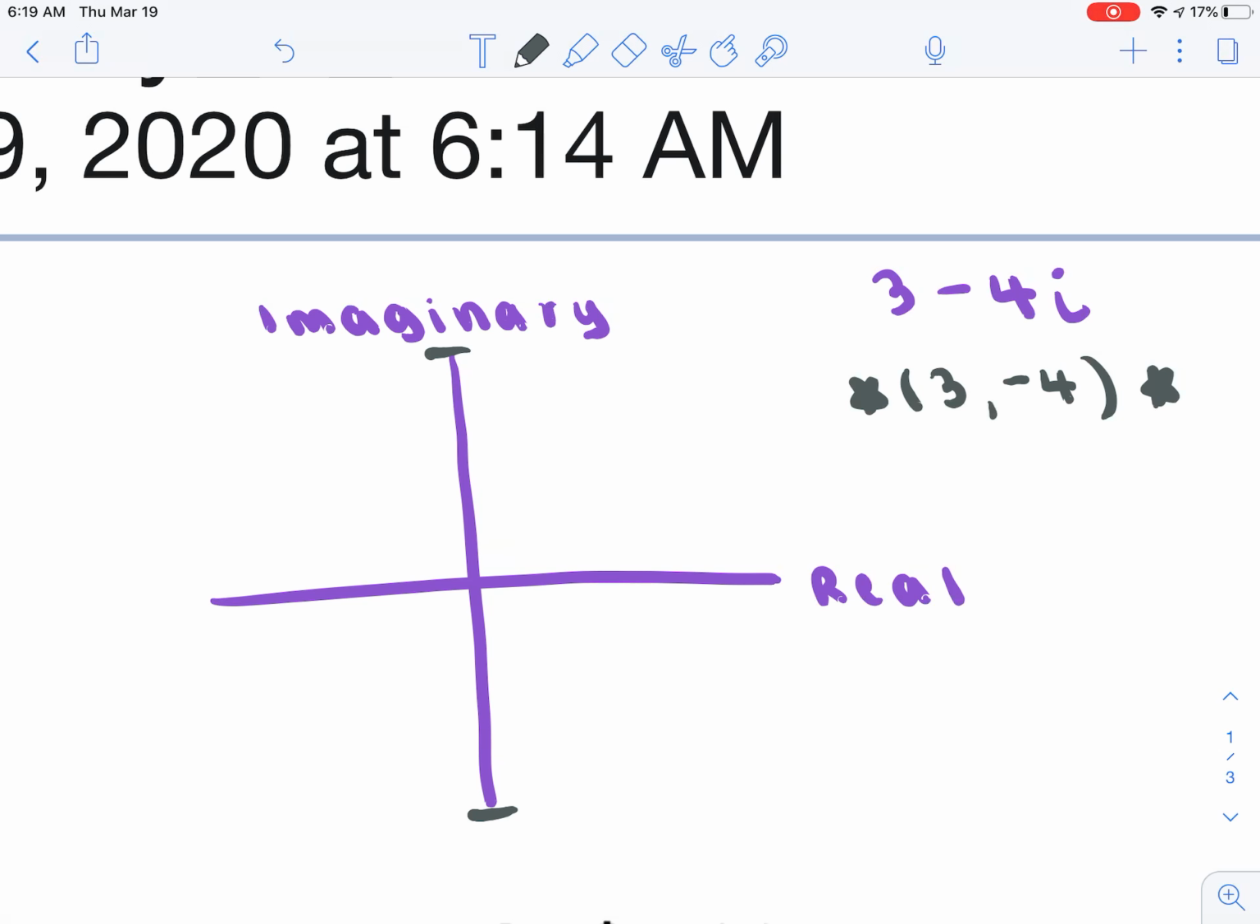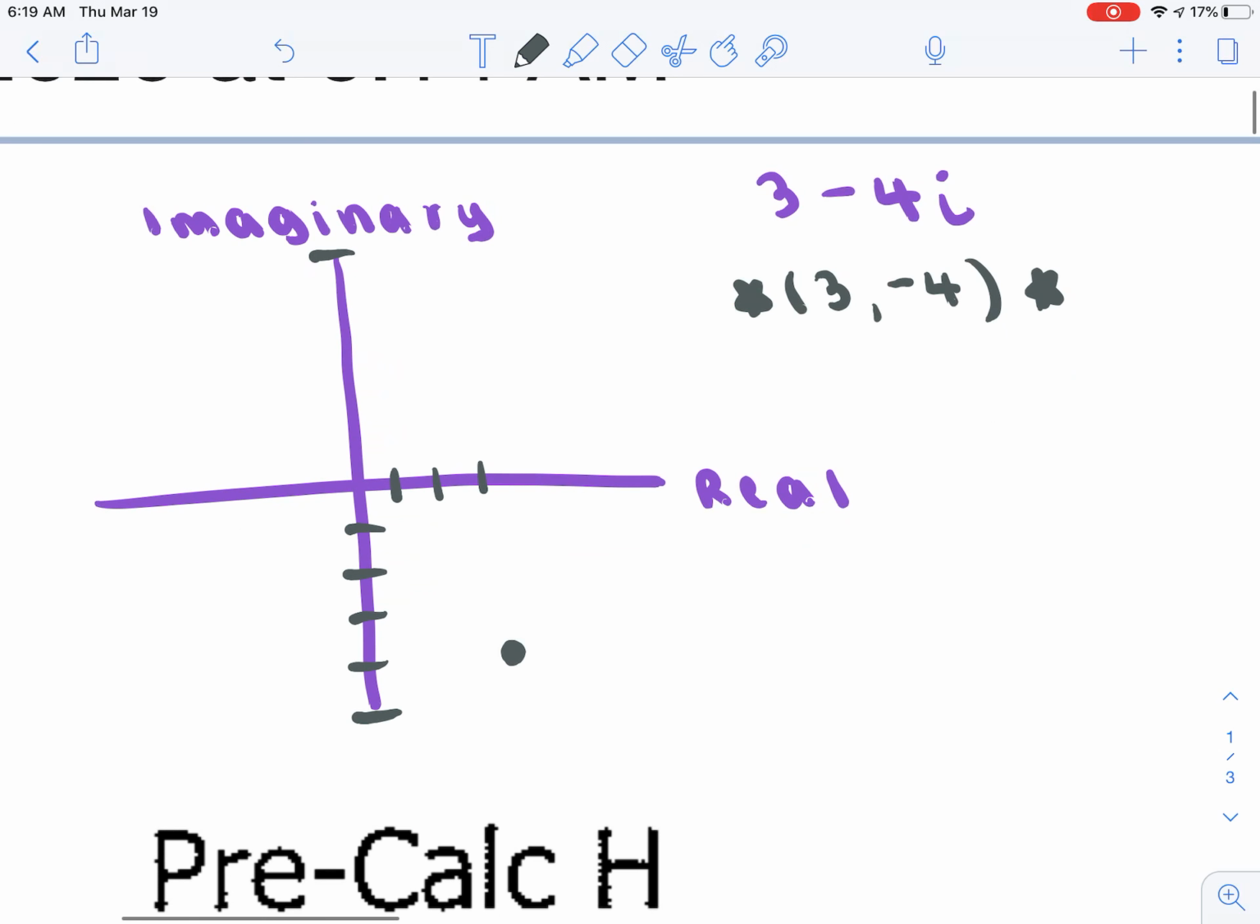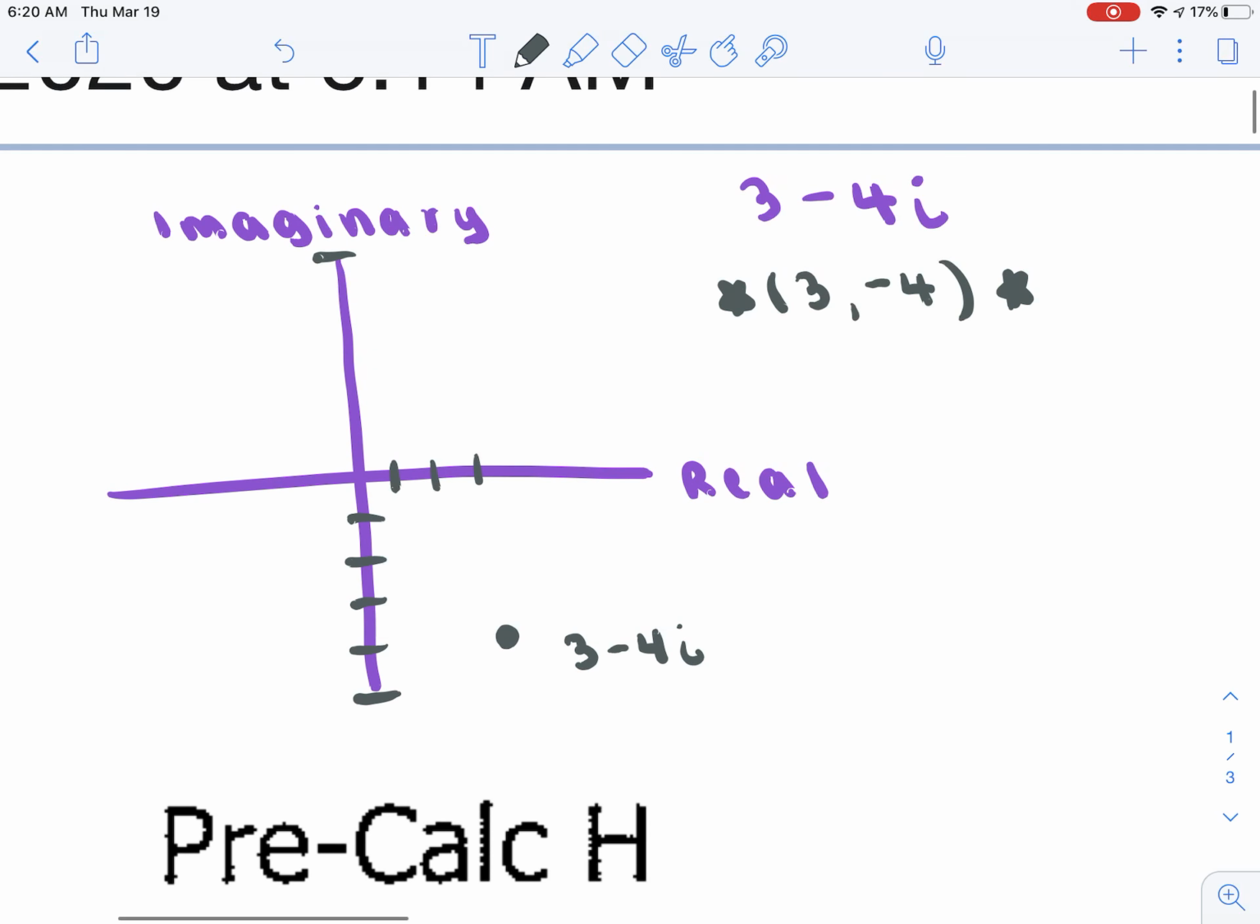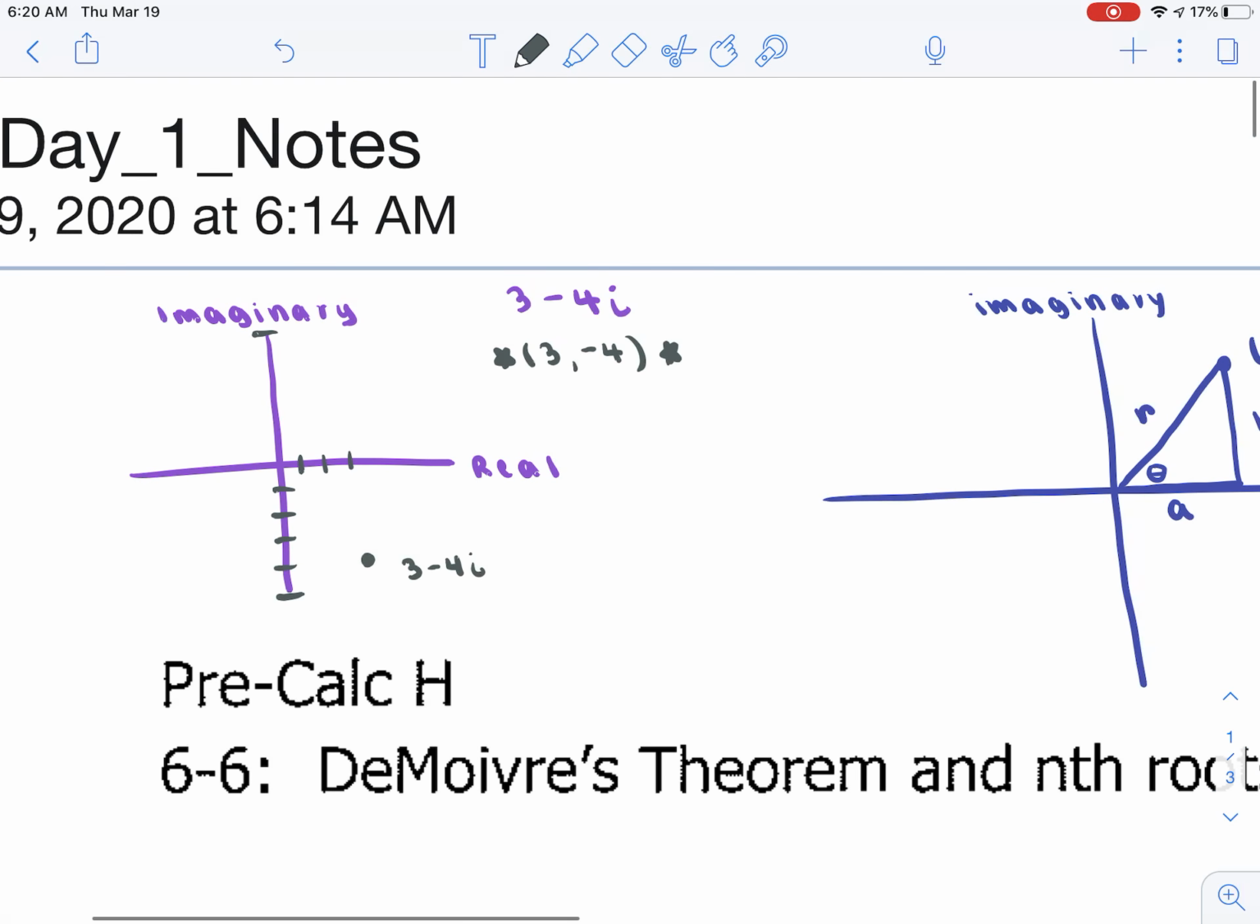So if I ask you to graph the complex number 3 minus 4i, you're really just graphing 3 on your real axis and then -4 on your y-axis, and you'd be talking about this point right here. So this would be your 3 minus 4i coordinate. Now, this will become important for today because we will look at graphing complex numbers. So let me generalize it first, and then I'll show you how we're going to go about doing this.